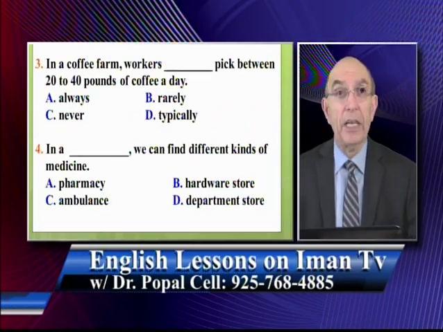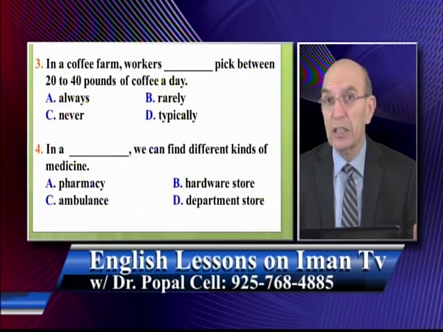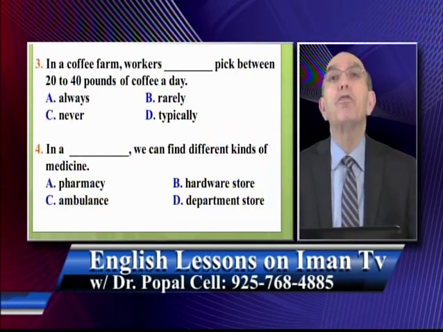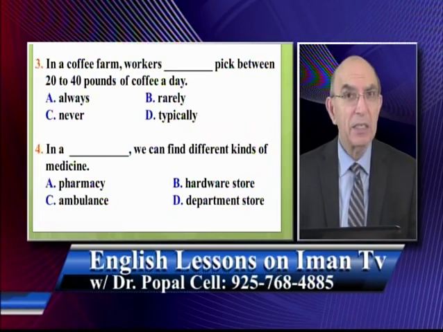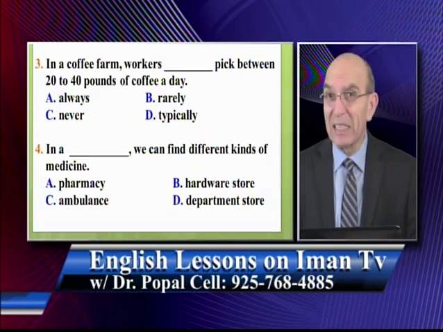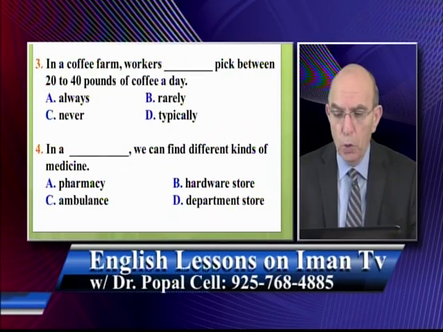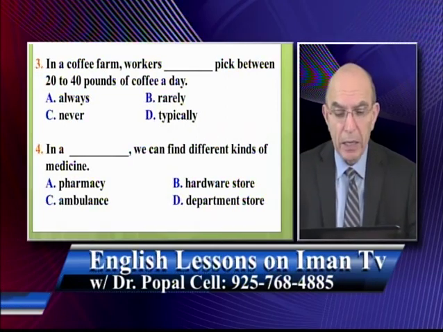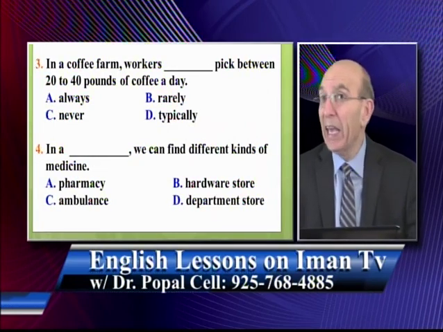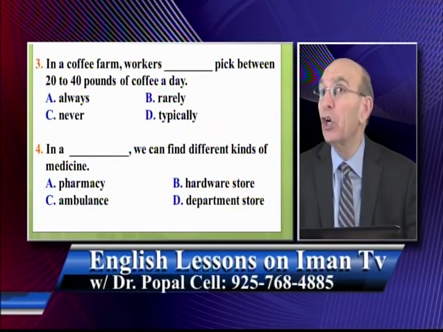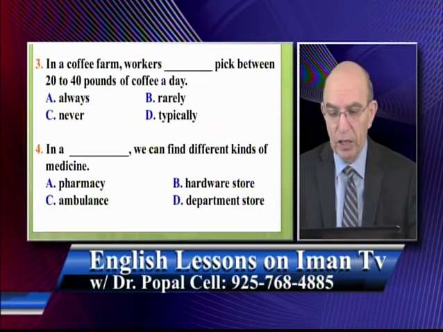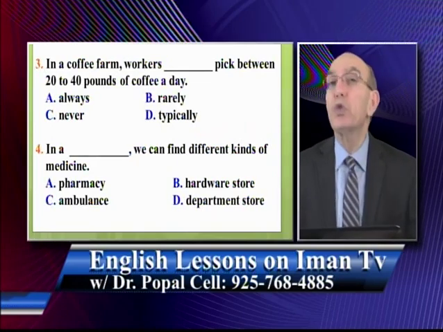Question number 3. Again, it's the same format. I give you a sentence with 1 blank space with 4 answers, A, B, C, and D. You choose the best answer to make the sentence meaningful. Question number 3. In a coffee farm, workers blank pick between 20 to 40 pounds of coffee a day. Which word is correct here? A, always. B, rarely. C, never. D, typically. Which one is the correct answer?